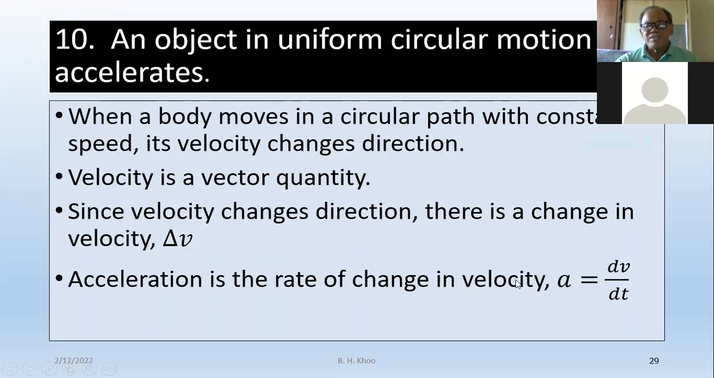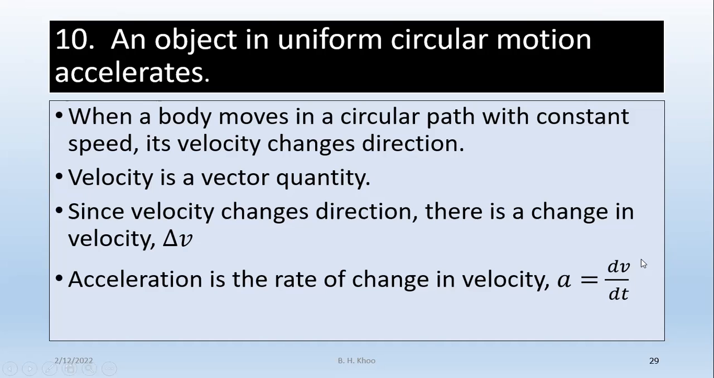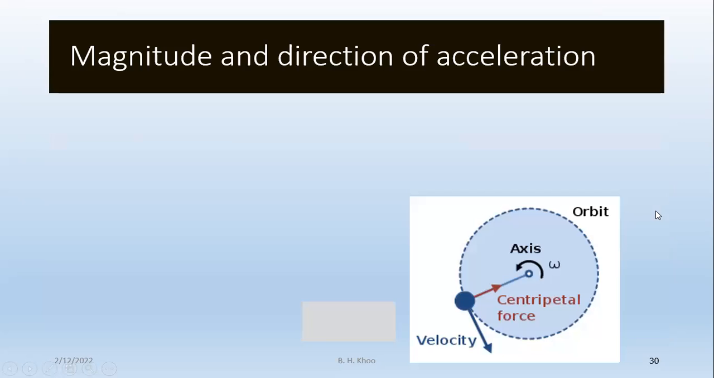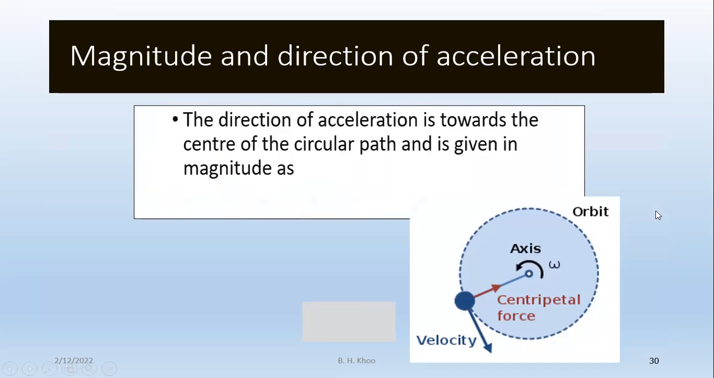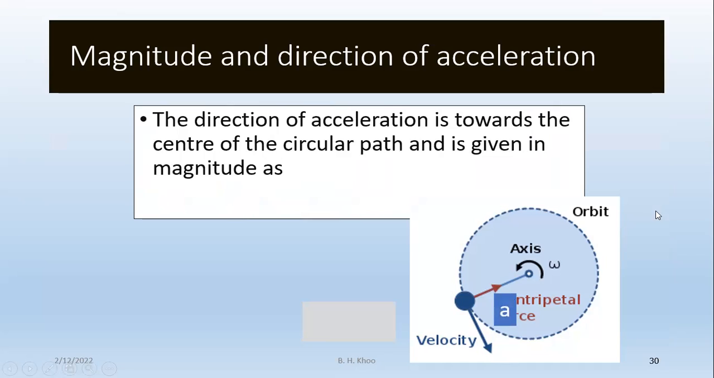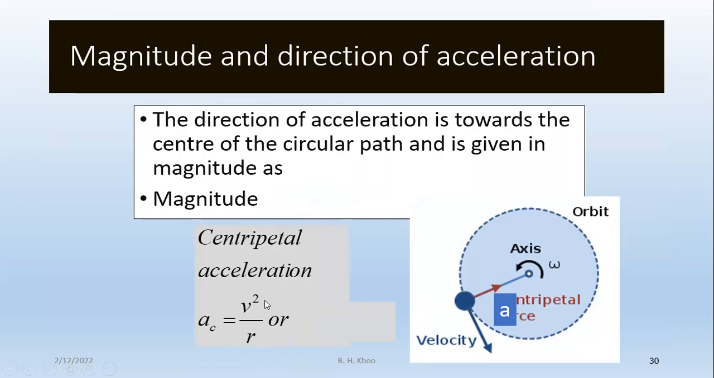So acceleration is the rate of change in velocity. That's how we define acceleration, not speed. Rate of change in velocity. So there's a change in velocity, the body accelerates. The magnitude and direction of acceleration is always towards the center of the circle. And that's the magnitude, v squared over r. To remember that, c is for centripetal acceleration, r omega squared. Right? v squared over r or r omega squared.